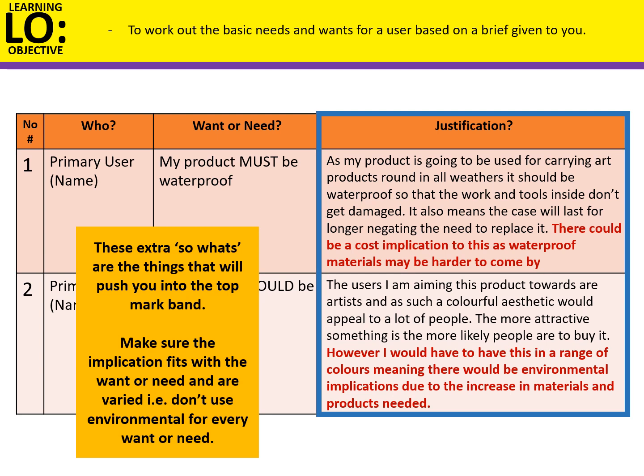And similarly for my colourful one, I've talked about the environmental implications due to the increase in materials and products needed. These extra so what's are going to be the things that are going to push you into the top mark band because it shows that you have fully and completely thought about the reasons that your primary users and your stakeholders have picked those wants and needs. The last thing I'm going to say is make sure that the implication fits with the want or need and don't just use the same one for everyone. For instance, don't use cost or environmental for every single one, because if you use cost for every single one, it's not going to make sense and it's not going to push you into thinking about those really high mark band thoughts.